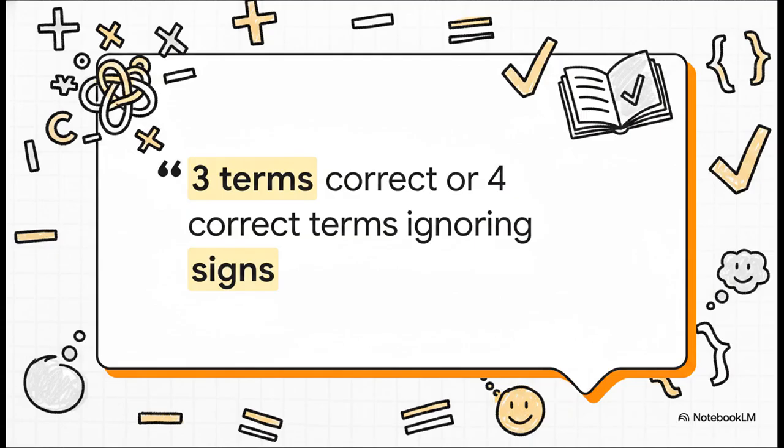It literally states you earn the mark for 3 out of 4 terms correct or 4 correct terms ignoring signs. Honestly, huge sigh of relief, right? It means a tiny sign error, like accidentally throwing in a plus instead of a minus when you're rushing, won't immediately torpedo your first point. As long as the math terms themselves are sound, you're good.